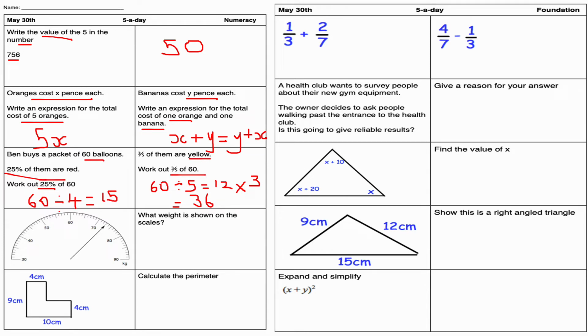so that is a fraction of an amount. Next question, it's reading scales. What weight is shown on the scales? We're looking at kilograms here. That's 70, 71, 72, 73 kilos it's pointing to. So make sure that you're really accurate when you are reading these scales.